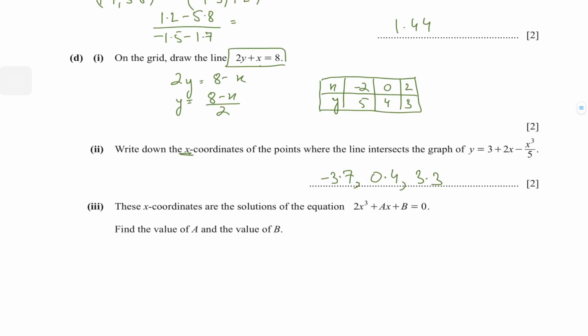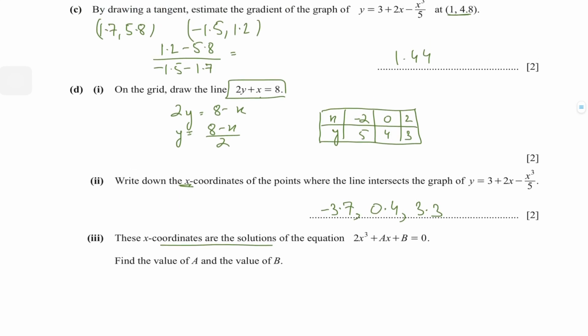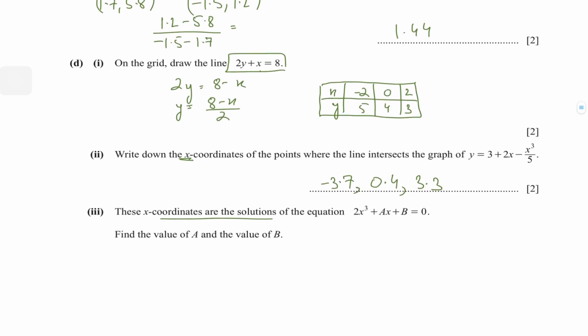Okay, then it says these x coordinates are the solutions of the equation. So you're very likely to come across a question like this where it's asking you to bring your equation equal to a certain equation and find the missing values. So whenever it says the x coordinates are the solutions, what we do is we equate the two equations of the solutions that we're trying to find. So what are the two equations? One of them is 8 minus x upon 2, this is equal to y, and the other is the equation of the curve, which is 3 plus 2x minus x cube upon 5.